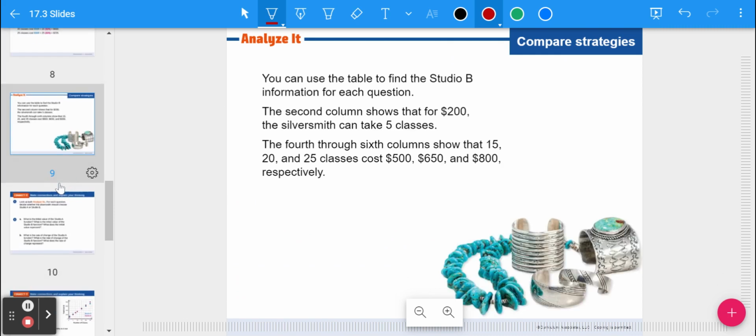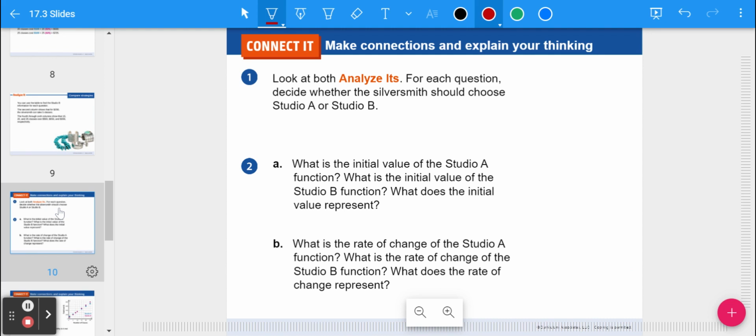I'm going to jump straight to page, I think it's 401 now, where you start to analyze this problem a little bit and do another example or two. So look at both analyses. For each question, decide whether the silversmith should choose Studio A or B. We did that. Number 2, what is the initial value of Studio A? That is given as a $100 fee.